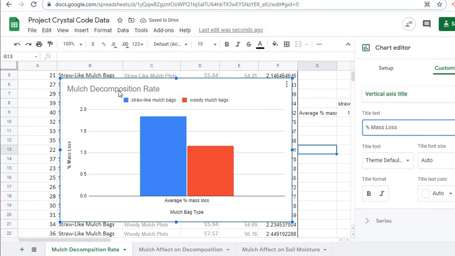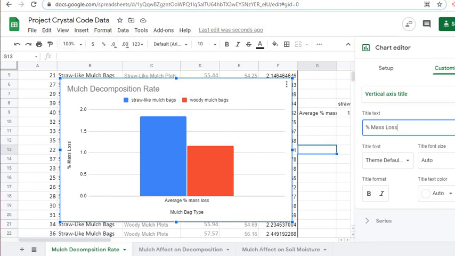So now you can see that this is a graph of our mulch decomposition rate of straw-like mulch bags and woody mulch bags. Horizontally here, it is which mulch bag type we're looking at. And vertically, it is the percent mass loss. So higher numbers, more percent mass loss; lower numbers, less percent mass loss.